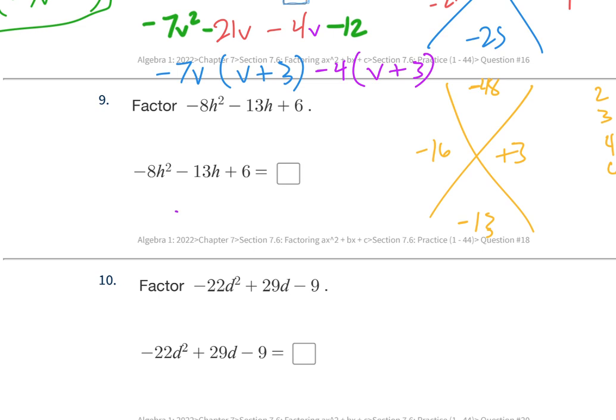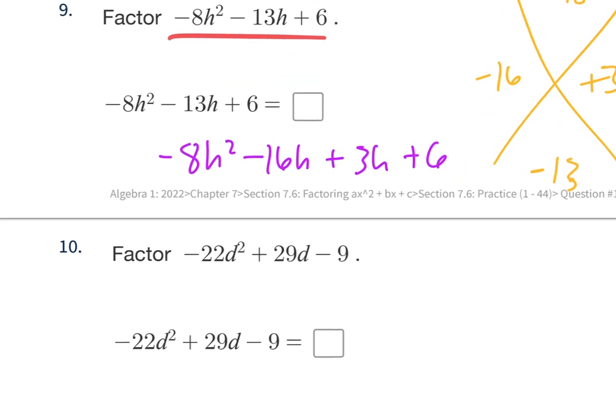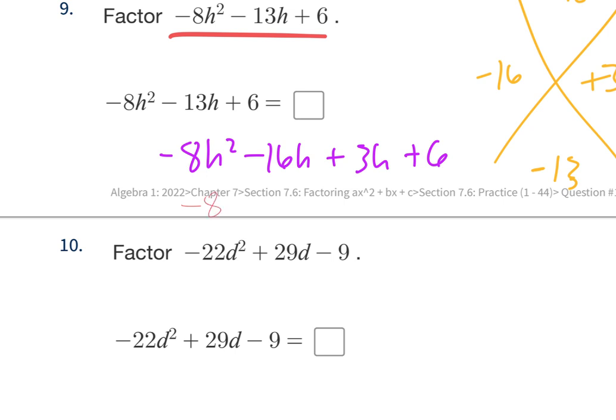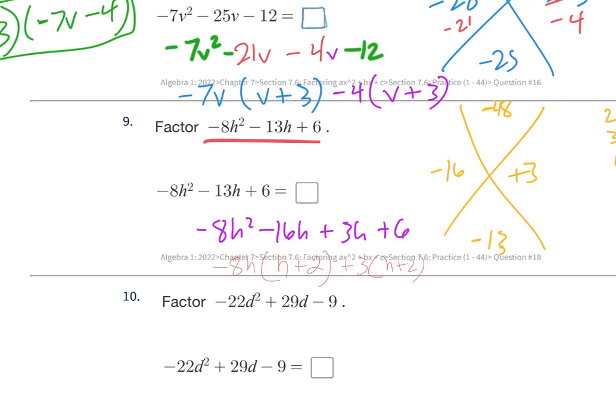So negative 8h squared minus 16h plus 3h plus 6. Also starting this one, I didn't even consider, do they have anything in common? They don't. So we will take out negative 8h, leaving us with positive h, positive 2, and then plus 3 times h plus 2. Our final answer is negative 8h plus 3, because there's our plus 3, there's our negative 8h, times h plus 2.